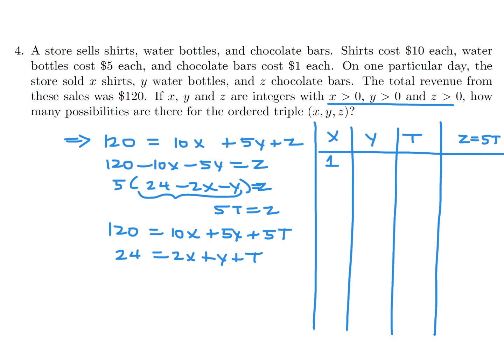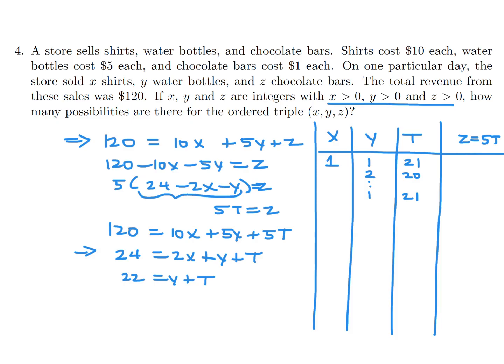So if x is 1, and I plug it into there, I'll get 22 is equal to y plus t. And since y is an integer, and z is an integer, and t is an integer, I only need to look at integer values. So that means my y and t could be 1 and 21, 2 and 20, and so on down all the way till 21 and 1.